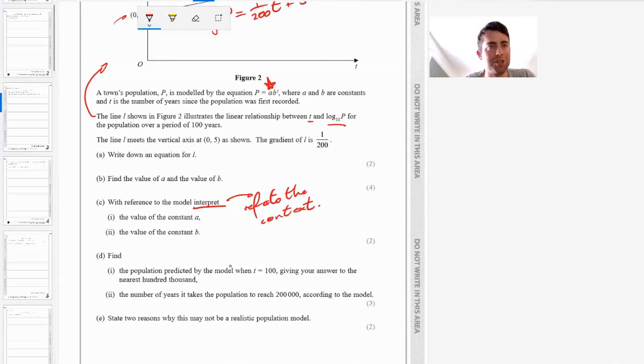And part E, state 2 reasons why this might not be realistic. Similarly to what I said with the previous question, 2 marks means 2 sentences. Don't write paragraphs. Don't waste all that time. Be succinct with your answers. In these ones involving time, one of the not realistic things is often about thinking into the future. So plug a really big value of T into the model and show why that is ridiculous. That's often one of those marks. And the other one will be to do with thinking about population and how population varies. I'm sure you can think of some things right down there.